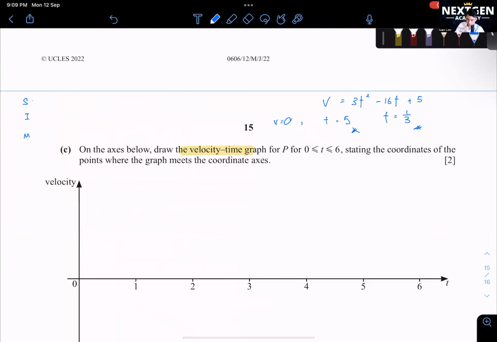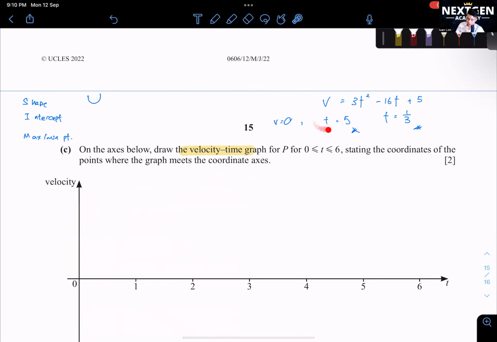I find what's my shape first, then I show what's my intercept. This one they never really ask me to show what's my maximum or minimum point, but if they ask you to show, then you show it. So your shape, this one is a happy face, right? Because my A is more than 0. This one will be At squared plus Bt plus C.